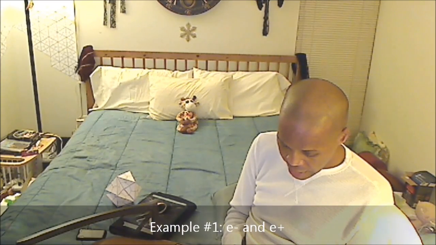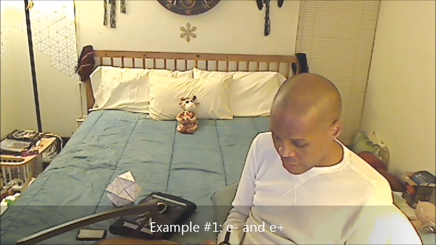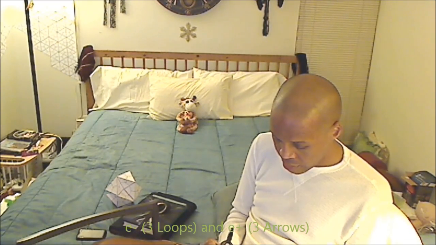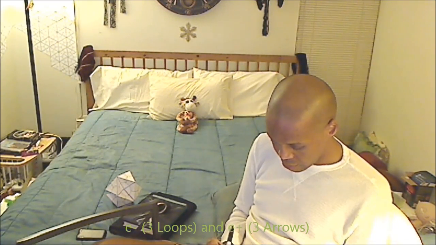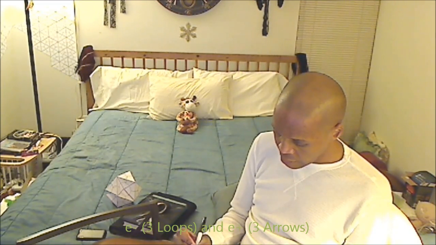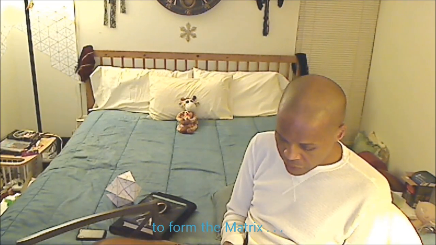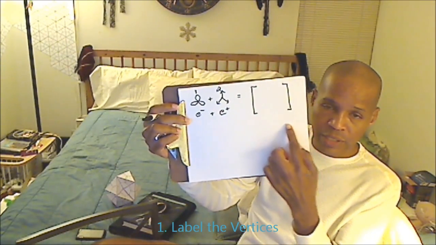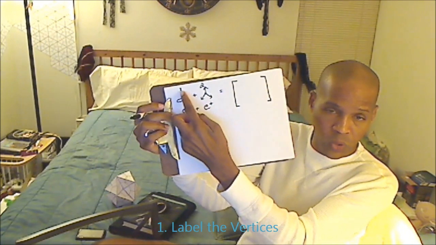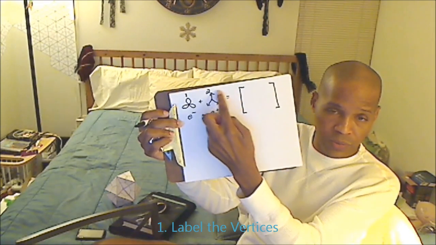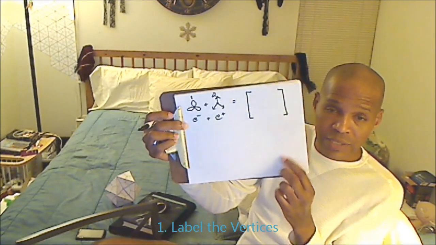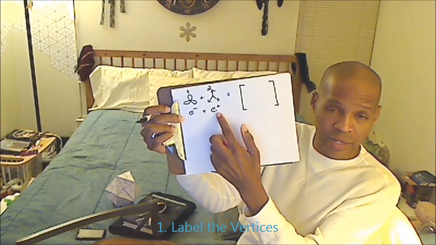So, if we have two electrons, or let's say an electron and a positron, and I will remind you that an electron has 3 loops on it, and the positron, its antiparticle, has 3 arrows on it. So, to form the matrix, the first thing we do is to label which vertex we're talking about. So in our case, right here, for the electron, we've labeled it 1, and for the positron, we've labeled it 2, right here. So we've got electron 1 here and positron 2 here.